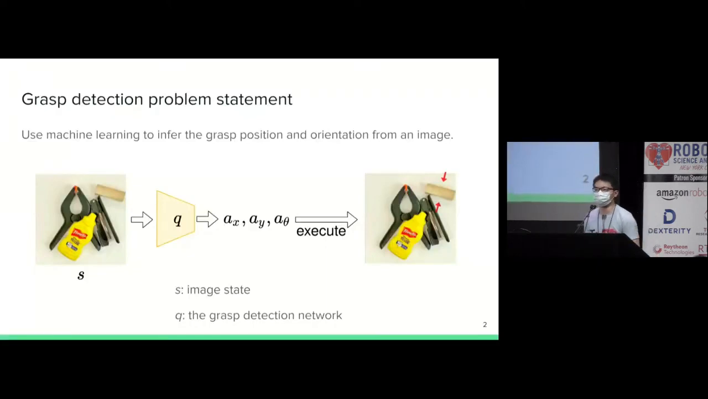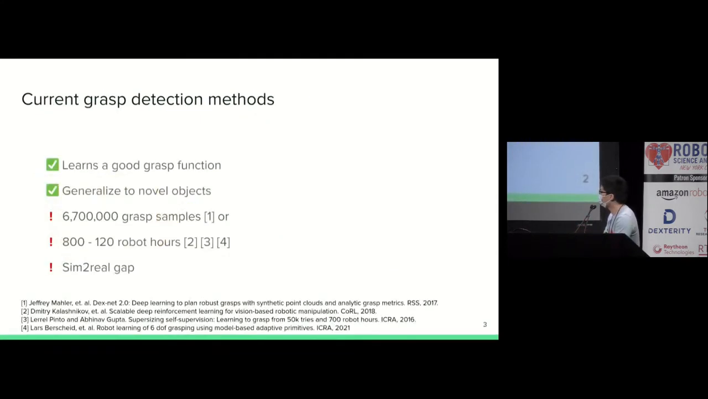So grasp detection is an important trend in robotic grasping, which utilizes machine learning to train a neural network Q that is able to infer the grasp pose A from an image observation S. The current grasp detection methods are able to learn a good grasp function and generalize to novel objects. However, they suffer from low sample efficiency, which typically requires millions of grasp samples or hundreds of robot hours. Moreover, some of the methods that use simulated data suffer from the sim-to-real gap. That is due to the simulation dynamics mismatching the real-world dynamics.